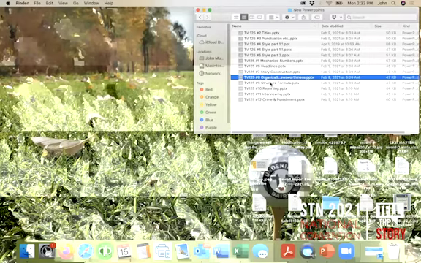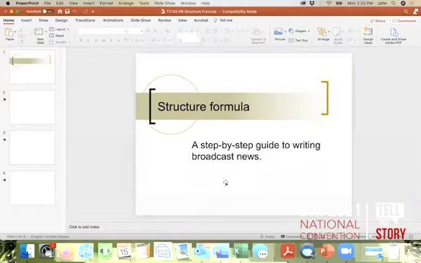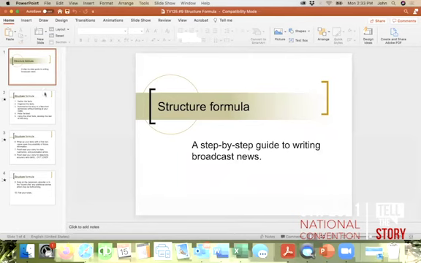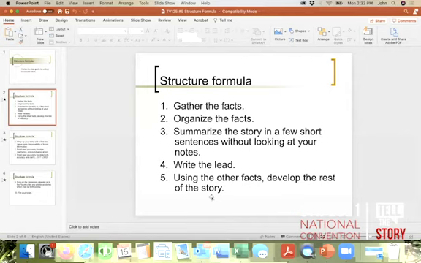I don't like calling this the structure formula because I don't believe in formulas, but if you're looking for a way to help organize things, gather all of your facts, organize them in the order that you want to present them. Then say to yourself, and summarize the whole story in a few short sentences without looking at your notes. If you can't summarize your entire story in 2 or 3 quick sentences, then you may not have a good focus to your story, or you may have too much stuff in your story. And then write the lead, and then with the other facts, develop the rest of the story.